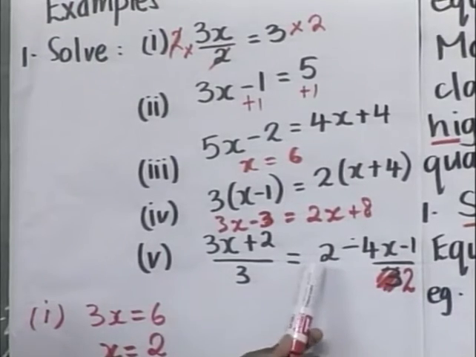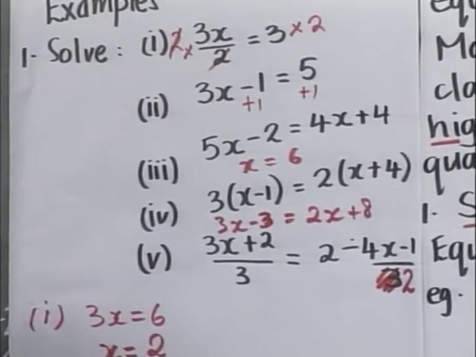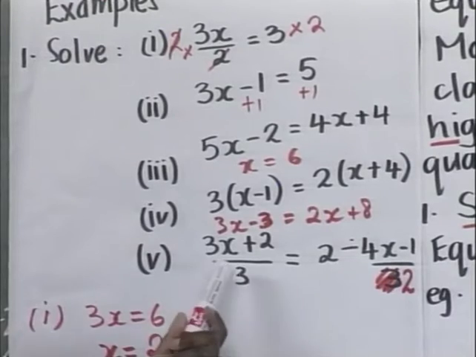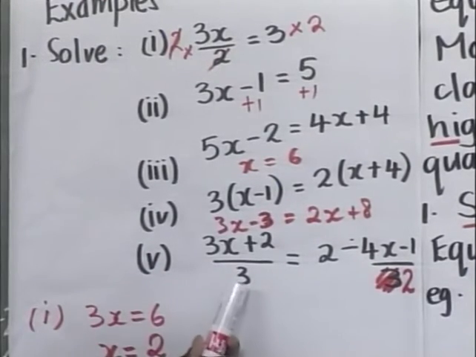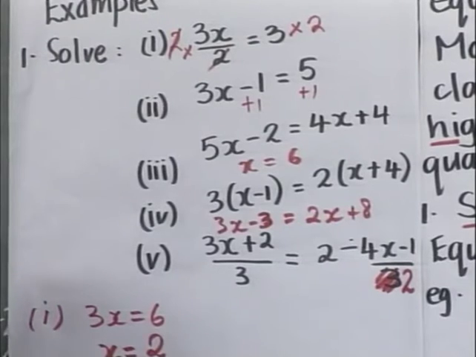Now, if I had 5 here, if this was 2 over 5, I will also include 5. I would now find the lowest common multiple of 3, 5, and 2. Right, I find the lowest common multiple of 3 and 2. Then I do what with the lowest common multiple? Divide.